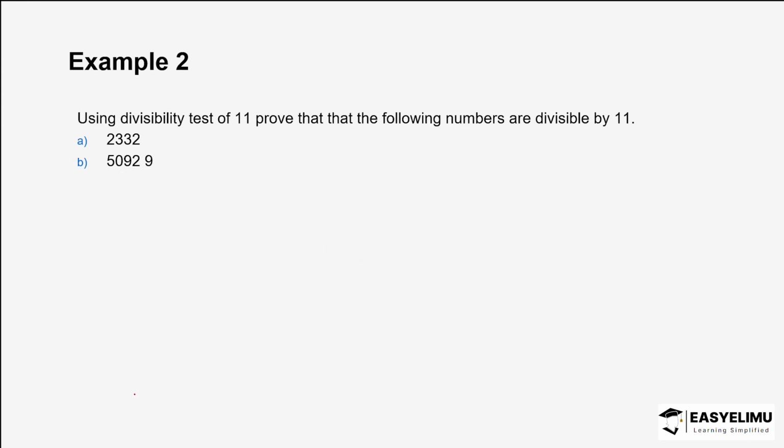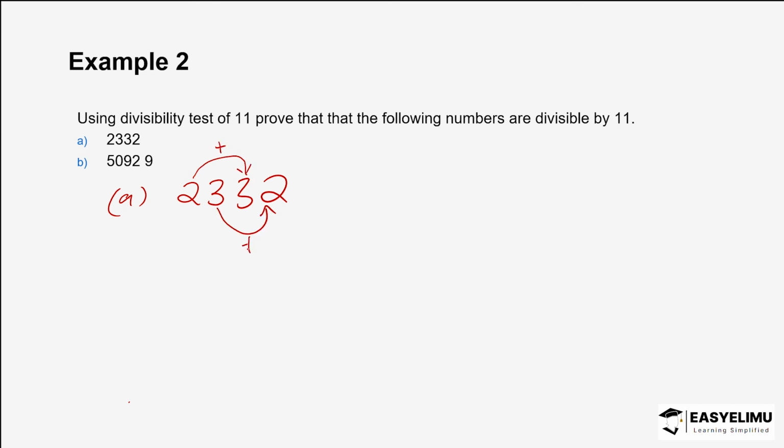So let's look at example number 2, where now we are supposed to use the divisibility test of 11 to prove that the following numbers are divisible by 11. So in this case, we are just supposed to confirm. So for A here, we have the number 2332. So we're supposed to prove, remember we already know the condition that is supposed to be met: the difference between the sum of digits in alternate positions.